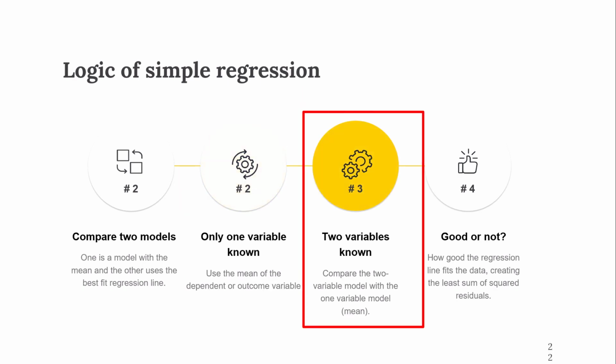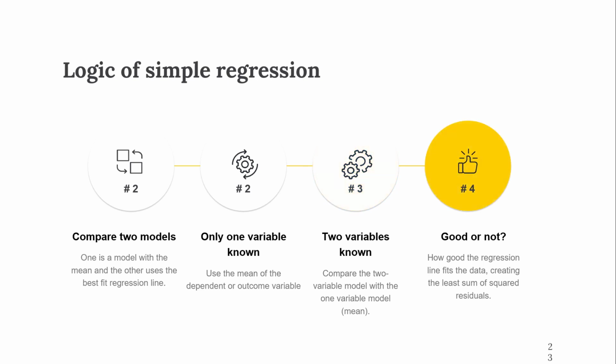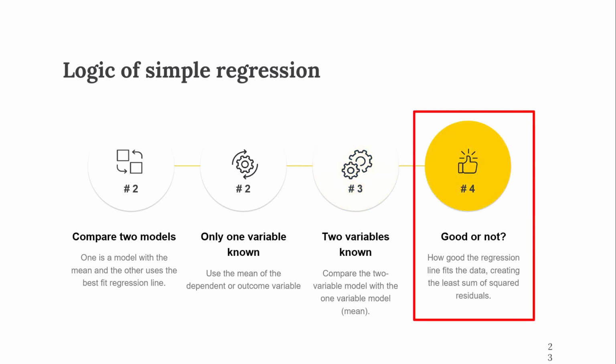If you know two variables, one dependent and another independent, you can create a regression model using the best fit regression line. You will compare the two variable model with the one variable model, or the model with the mean. That is, you will compare a simple regression model to the mean alone. To determine if your model is good or not, you will consider how your regression line fits the data. The difference between the best fit line and the observed value is called the residual or error. You want the total sum of residuals or errors to be as little as possible.